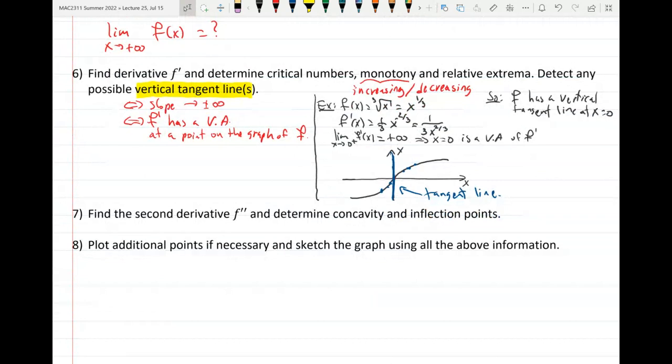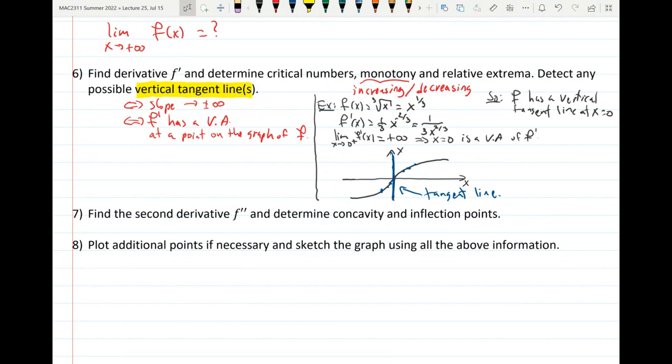Okay, and step 7, find the second derivative. Why do we want this? Well, you want this because you want to determine the concavity of the function, right? What is concave up, concave down, and also any inflection points. Okay. Remember that to find the relative extrema in step 6, you have two choices.